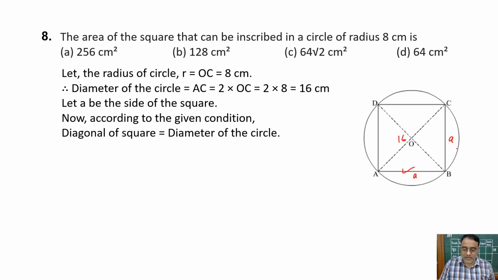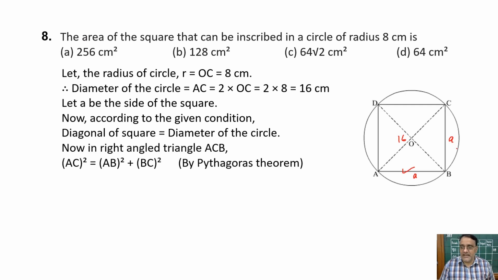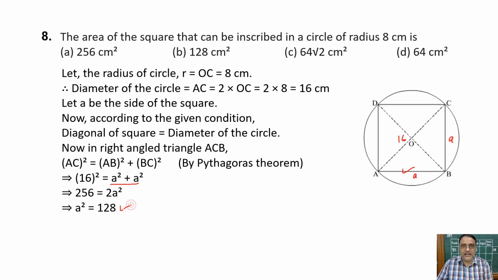By using Pythagoras theorem, AC square is equal to AB square plus BC square. Now AC is 16 and AB, BC both are A. 16 square is 256 and this will be 2 times A square. ये 2 times A square हो जाएगा and that is equal to 256. So A square is equal to 128. What is A square? This is the area of the square. So which option is the correct one? Option B, right.